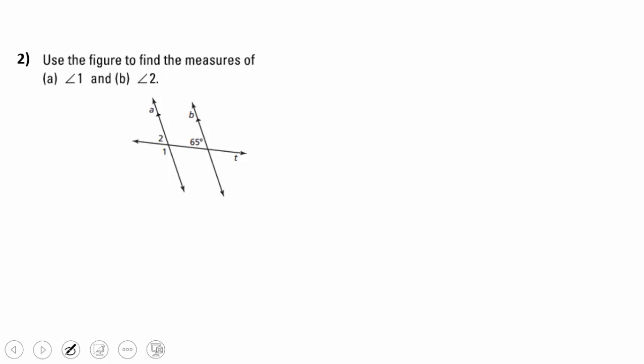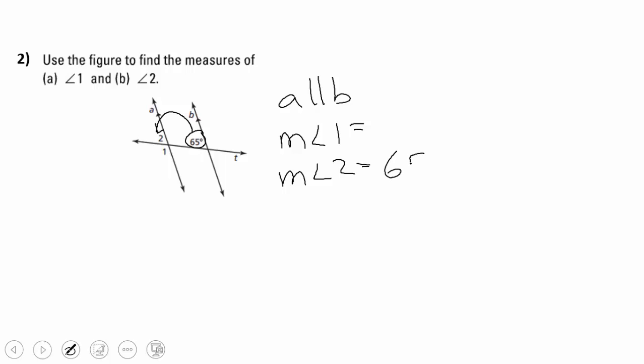Moving right along and doing that one more time. Again, A is parallel to B, and we want to find the measurement of angle 1 and the measurement of angle 2. And we can see that 65 is in the corresponding position to angle 2. So now this time, angle 2 is 65 degrees. Angle 2 and angle 1 are supplementary to each other. They form a straight angle, and so they are equal to 180. So when I subtract, I get 115 degrees for angle 1.